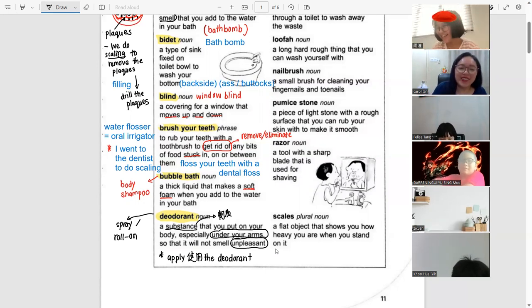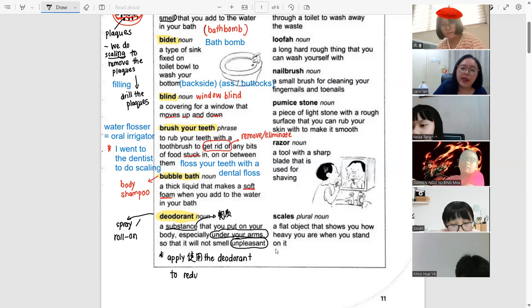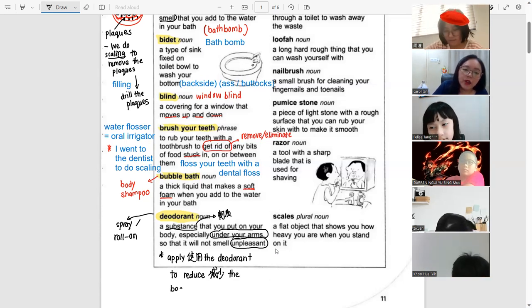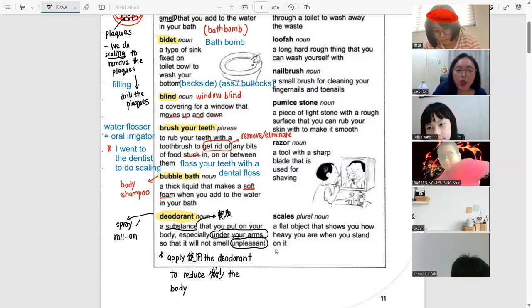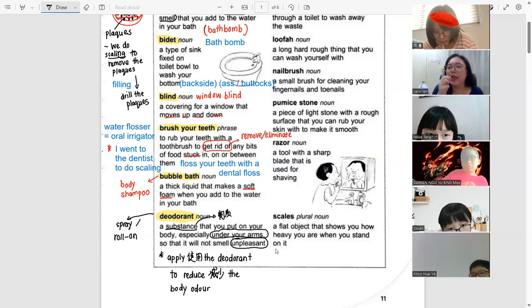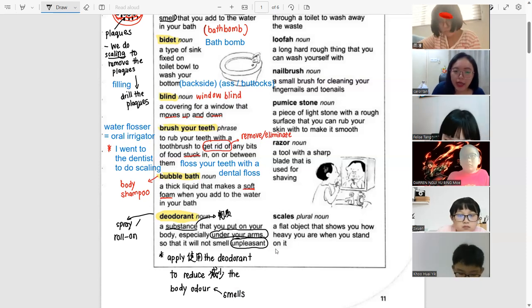Right, you apply the deodorant to remove the body odor, or to reduce. Reduce is 减少, understand? 减少狐臭味. You apply the deodorant to reduce the body odor. You don't say body smell, you say body odor, O-D-O-U-R. Body odor smells unpleasant, means 不好闻, 很难闻, 很臭的意思, okay?